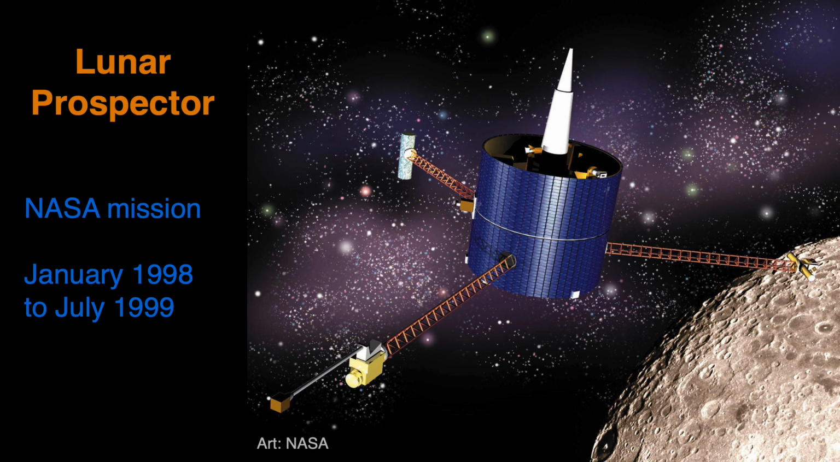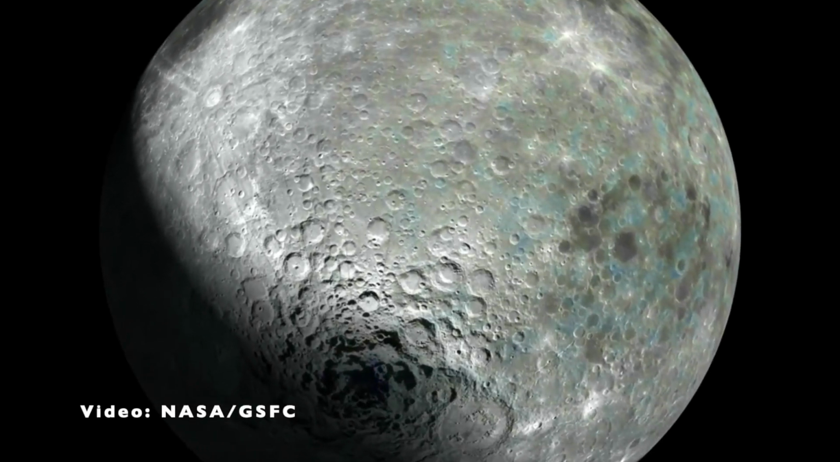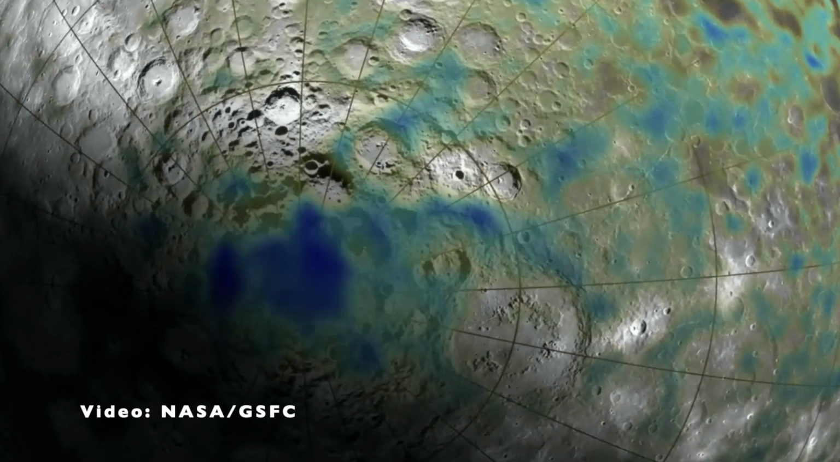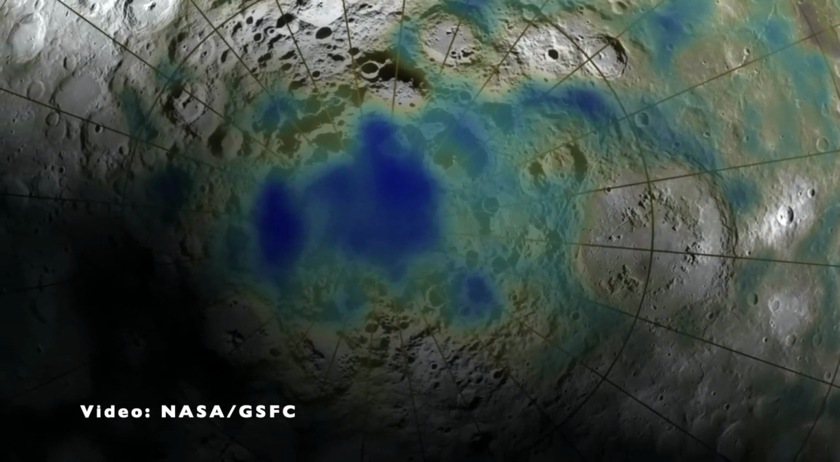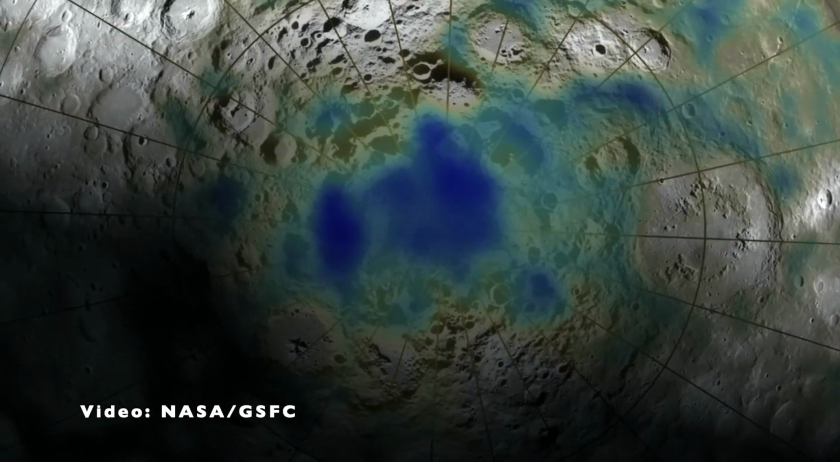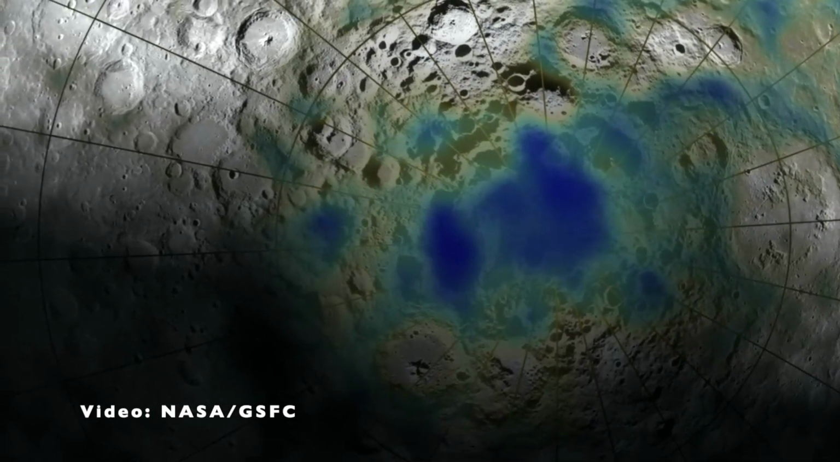It was a NASA mission that was operational between January 1998 and July 1999. Lunar Prospector carried a neutron spectrometer that could detect hydrogen on the surface of the Moon. In the video, you can see areas of the Moon's south pole shown in blue for where hydrogen is present. It should be noted that this only tells us that there is hydrogen at the poles of the Moon. This may mean that there is water, but it doesn't have to mean that.